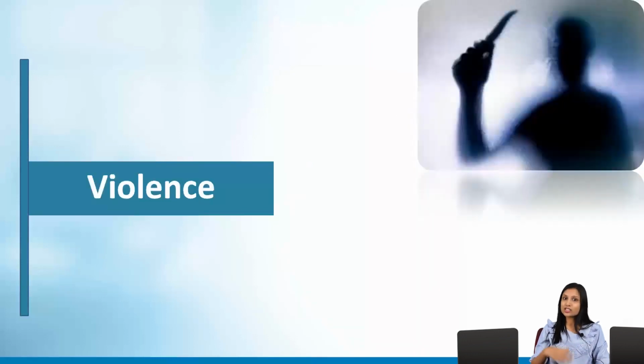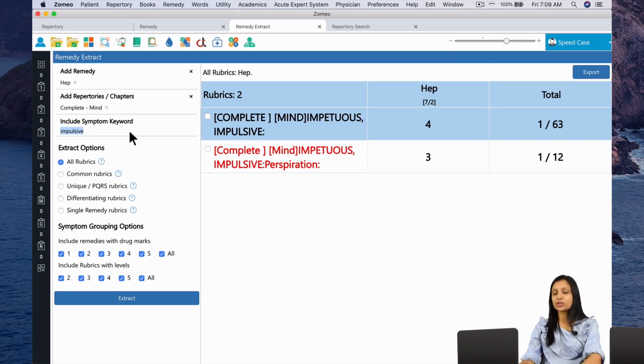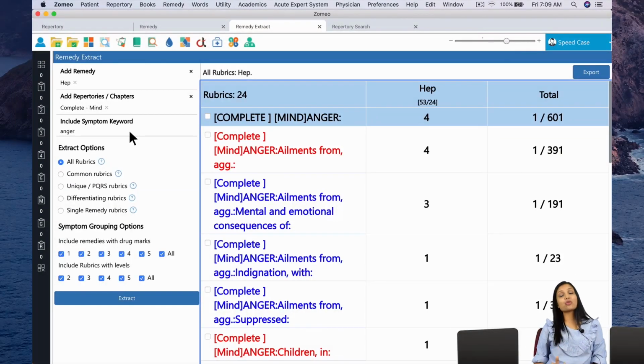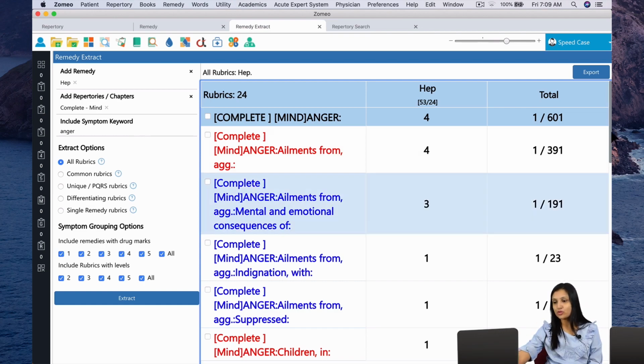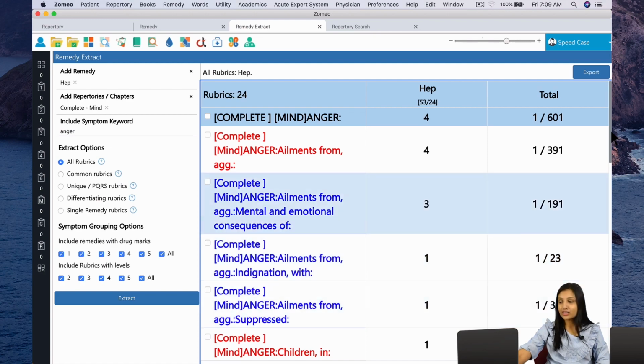Violence. Now, to explain the level of violence, I will just look for the extract of anger. Let's see the level of anger that Hepar Sulph can go to, that will explain this one word, violence, in Hepar. So in the symptom keyword, we put in the word anger. There are 24 rubrics for anger in which Hepar Sulph is represented. So you have anger ailments from, aggravate, anger with indignation, anger that is suppressed.